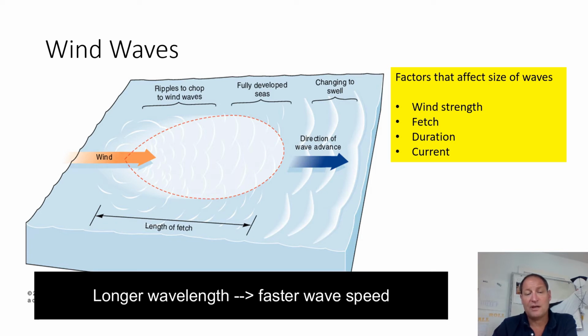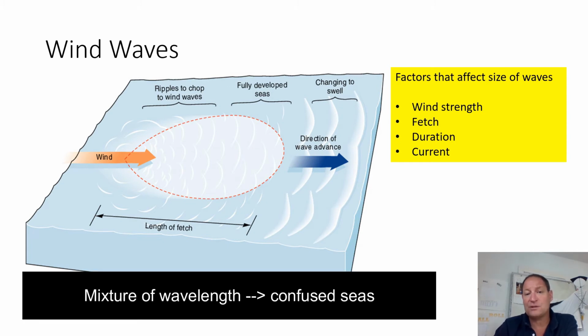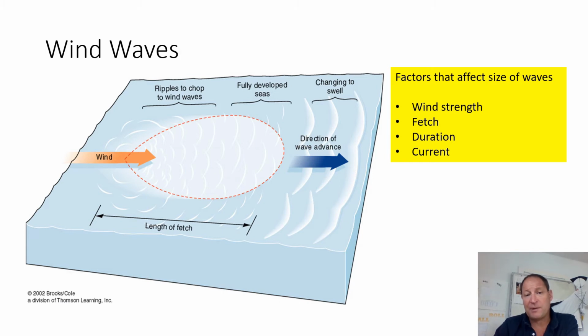This is a confusion here. I have lots of different wavelengths, short ones, long ones. The long ones travel faster than the short ones, so they come out first, and then these lose their peaks and turn into a more undulating sort of shape.